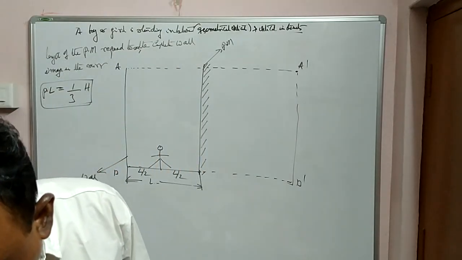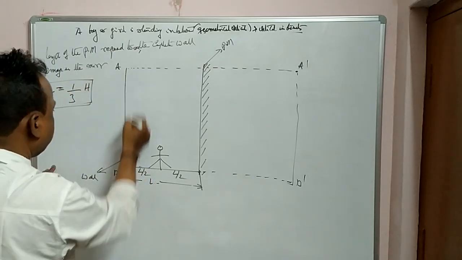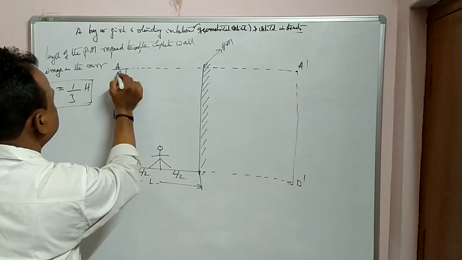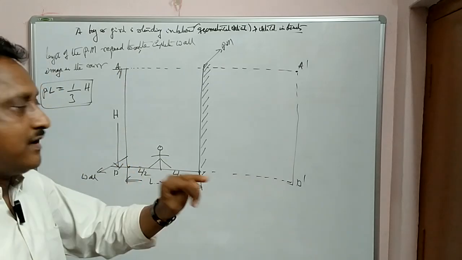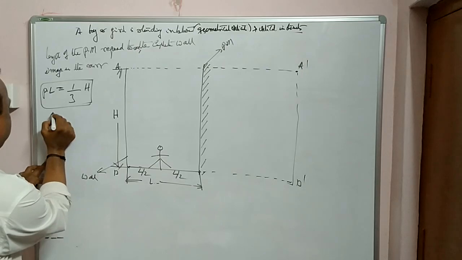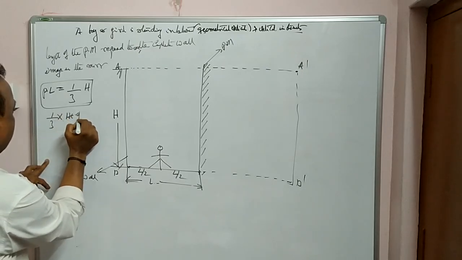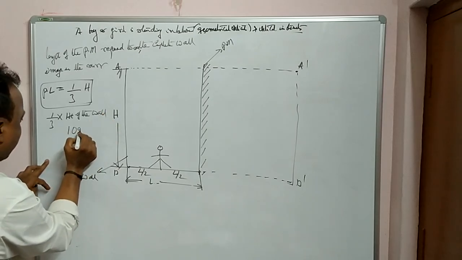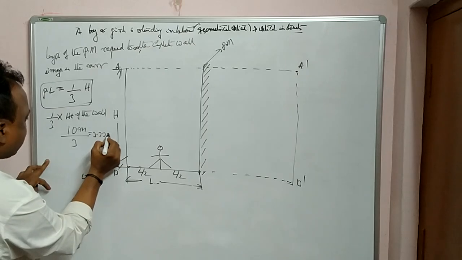Here, what is h? Height of the wall. Let h be the height of the wall. So it is 1/3 of the height of the wall. I'll write it here theoretically: 1/3 into height of the wall. For example, if the wall is 10 meters high, then 10/3 is how much? 3.33 meters.